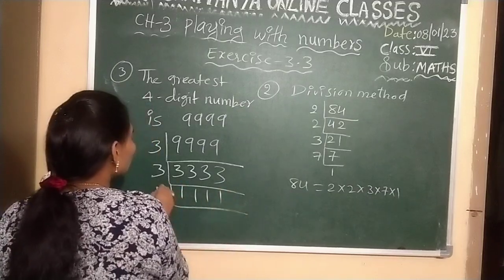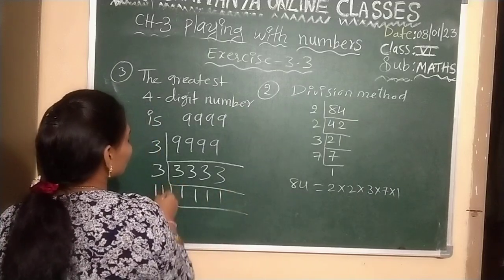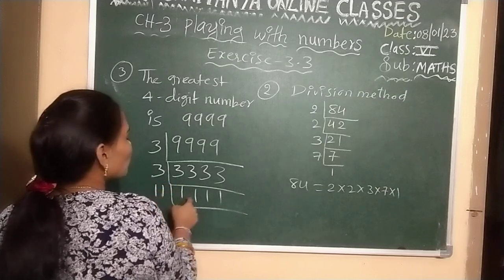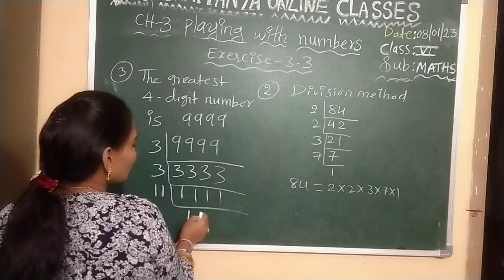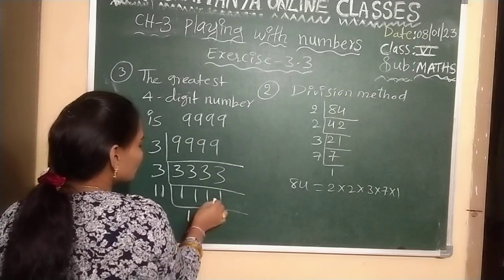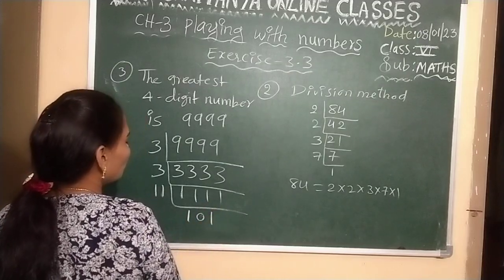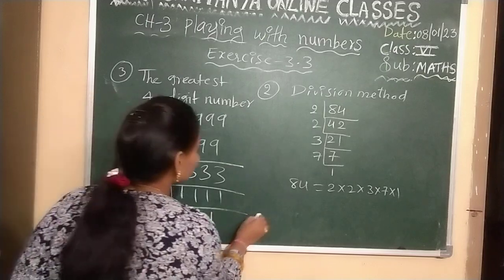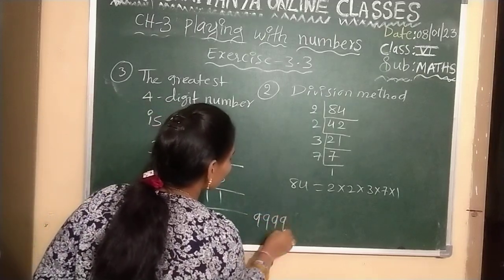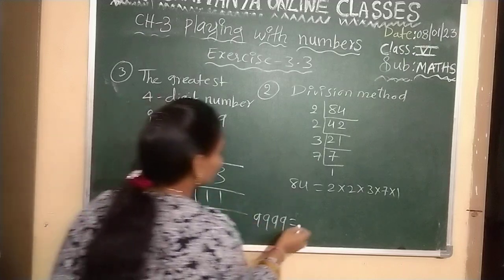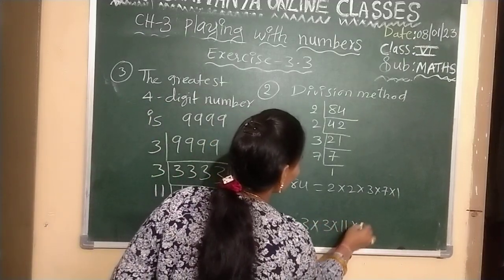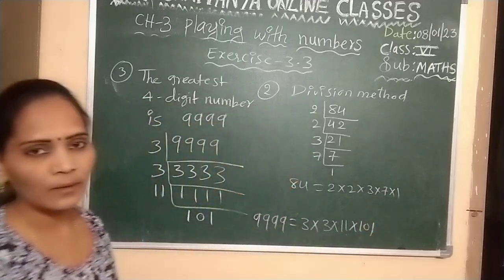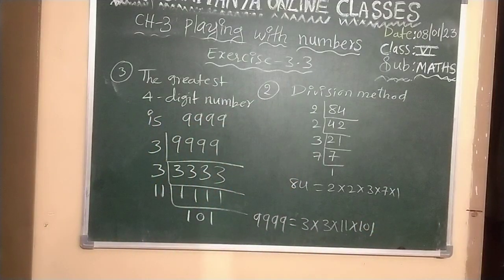Now take 11. Why? Because if we take any other number, it won't divide properly. So take 11. 11 ones are 11. Here 0 will come. This is the factorization we did for the greatest 4 digit number: 3 into 3 into 11 into 101. Okay, take the screenshot.